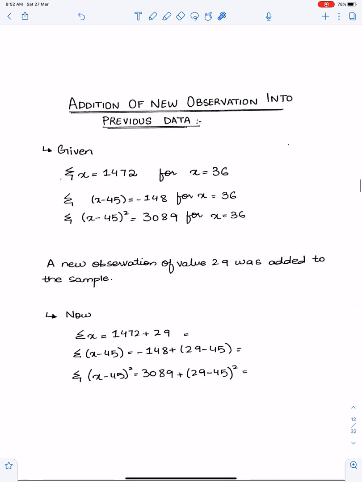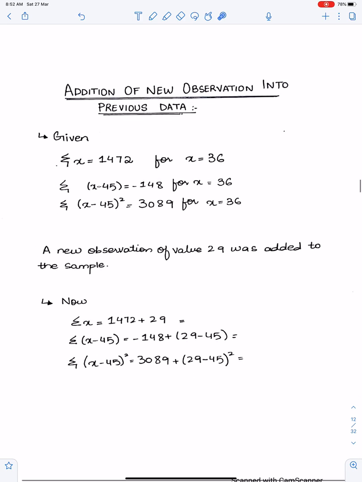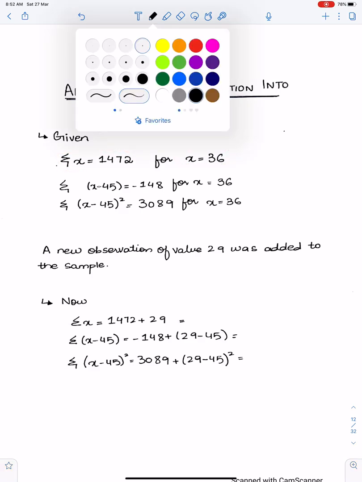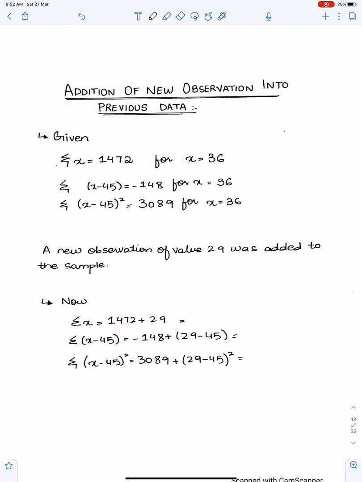Now the next topic is addition of new observation into previous data. Addition and subtraction, this is for both. If you either add or subtract, you have to use the same concept. Well, this is the original data. This is the data for 36 observations. Let me just correct one thing. This is not x, this is n.